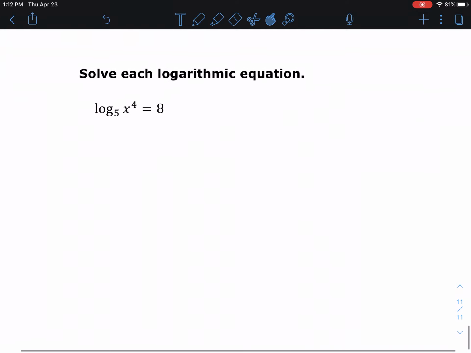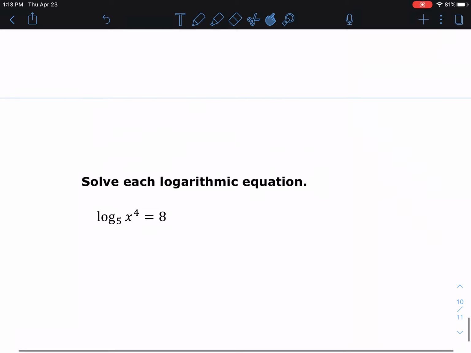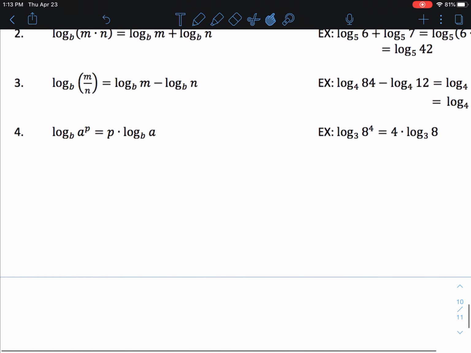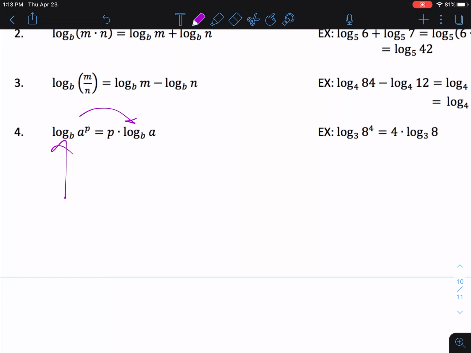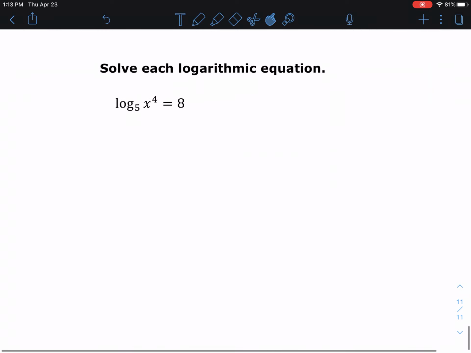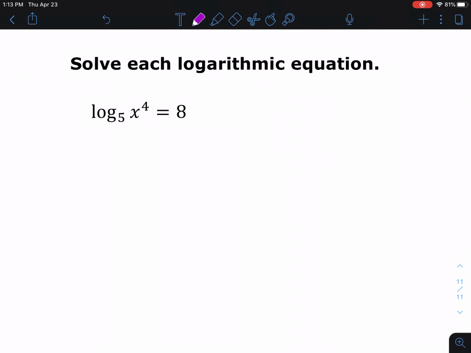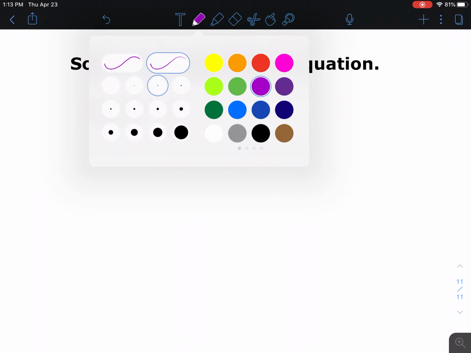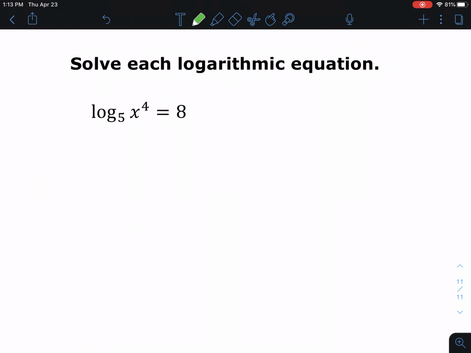All right, so here I have log base 5 of x to the fourth power equals 8. So again, I notice it looks like this right here right now. So then I'm going to use this property to convert it and make it look like that. Okay, so let's try a different color here. I'm going to move this 4 in front, like the property says.